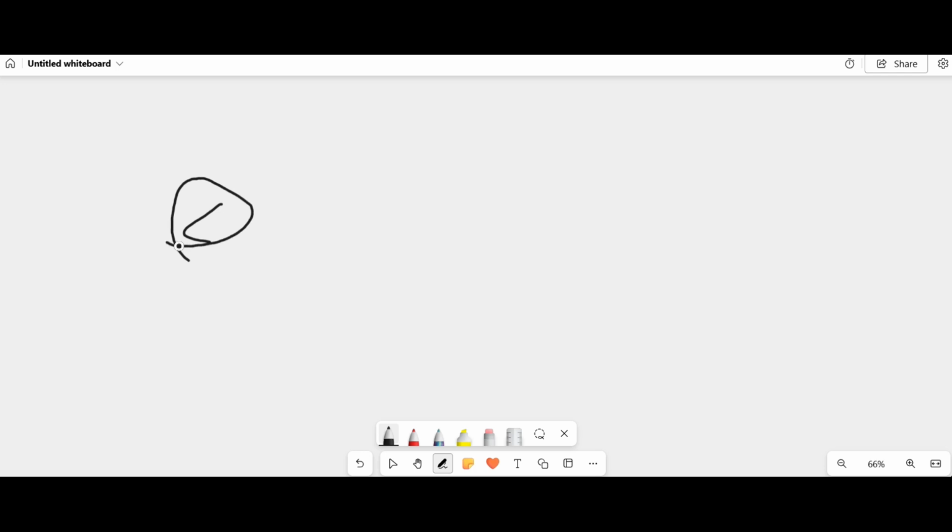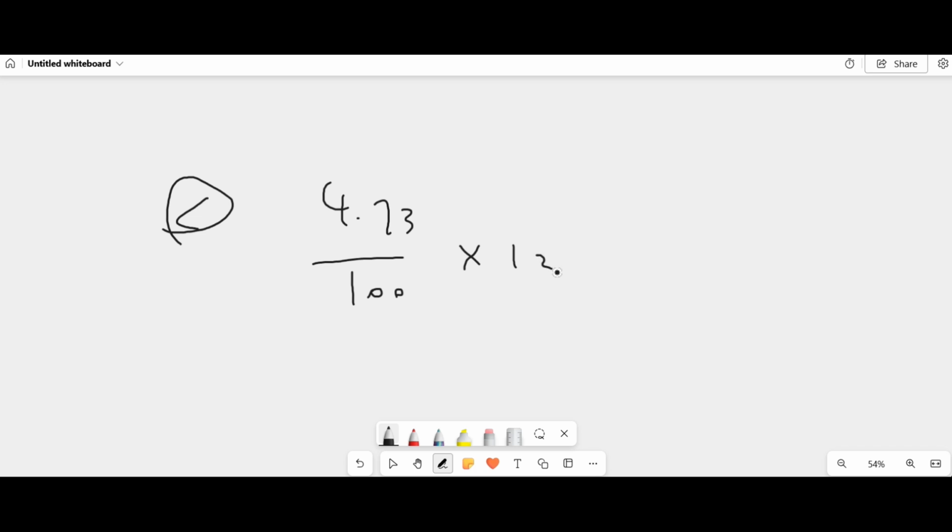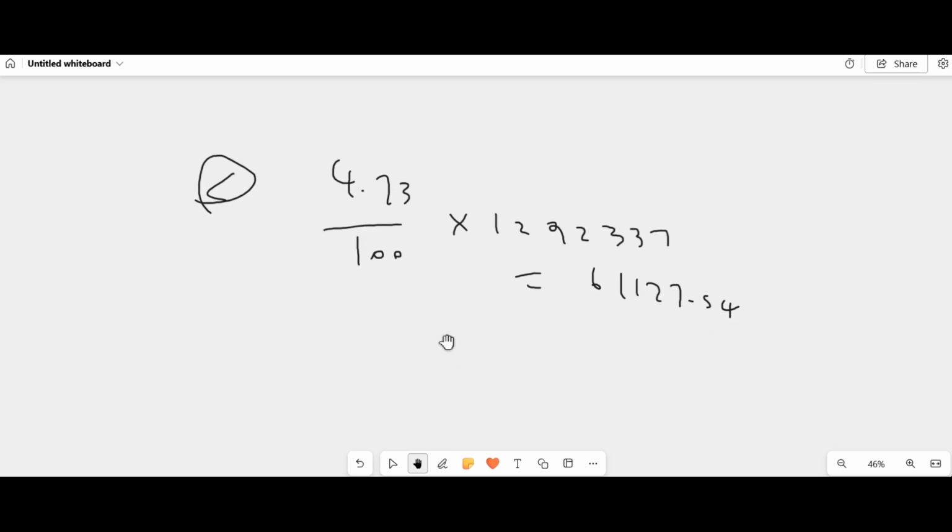Calculate how many of the control patients had hypertension. So basically 4.73% had taken a medication. So 4.73%, that's over 100. Times that by the total number of patients. So 1 million, 292,000, that's in the line of information above, before part B. 337. That's going to be 61127.54.